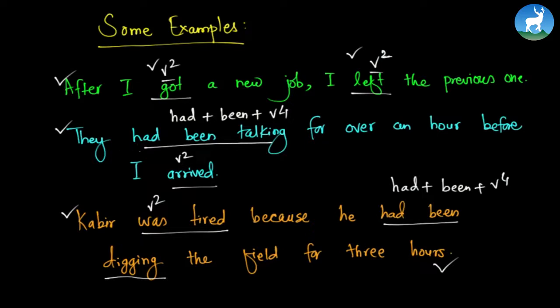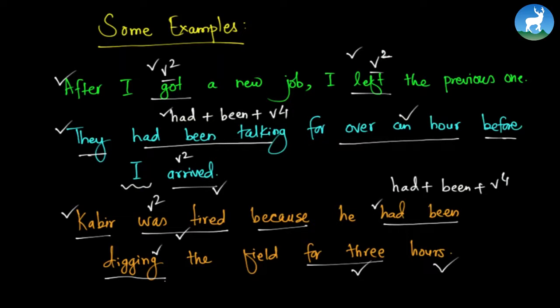If we look at the second example, in the first part of the sentence, we have a structure had plus been plus V4 because these people, the subject, were talking for over an hour before someone else, another subject, arrived. If we look at the third example, the subject Kabir was tired. Why was he tired? Because he had been digging the field for 3 hours. So this continuous action is shown, right? This is more like a perfective progressive aspect, because here is a mix of perfect tense and progressive continuous tense, right? Let's study some more examples.